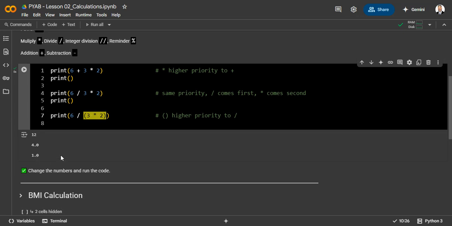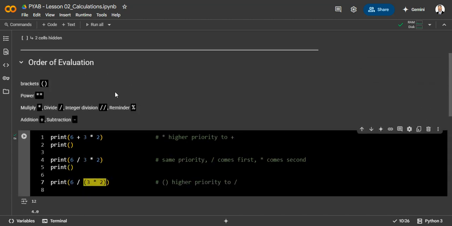Right? 12, 4, 1. Some of the outputs are in integer data format, some are float data format. Don't worry about it, because you can convert from one to another if you want to. The main learning point here is the order of evaluation. If you want to do multiply first compared to divide, put the multiplication inside the bracket. If you don't put it inside the bracket, the values would be different. So you notice line number 4, line number 7, they provide different values.